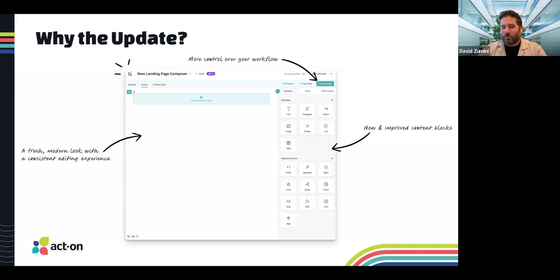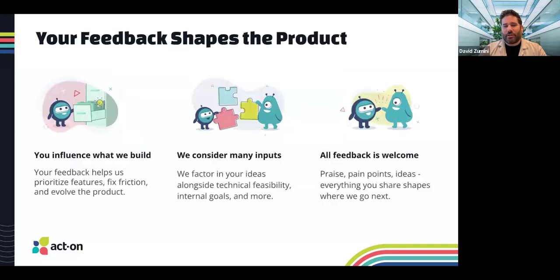And we want to offer more control over your workflow. We want to offer new and improved content blocks. These are all things that are on our list, but they're also things that we get a lot of feedback from customers, just like yourselves, really asking for these features or requesting certain things. And so it's really clear to see how your feedback shapes the product. Everything that we hear from our customers influences what we build.